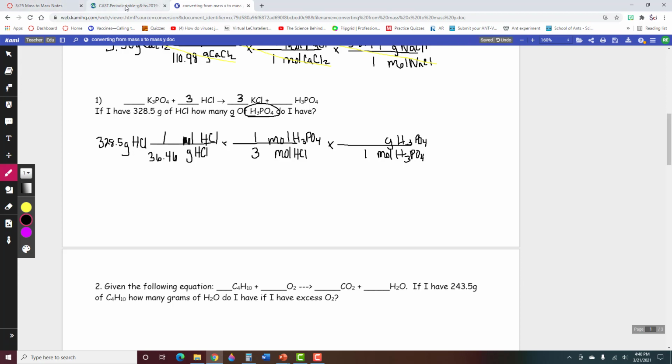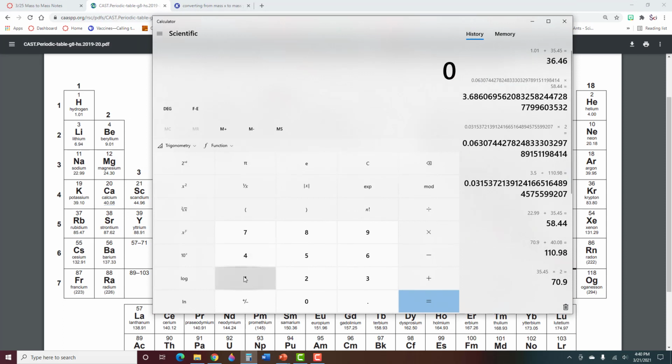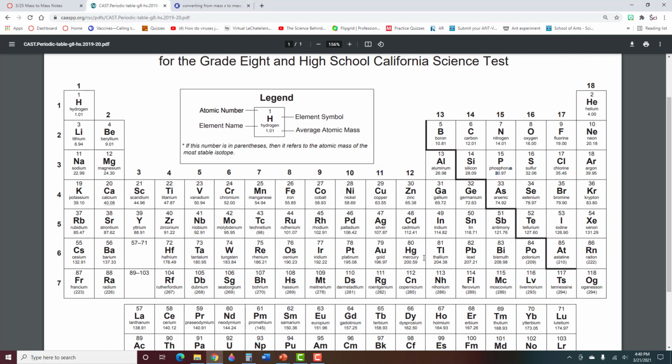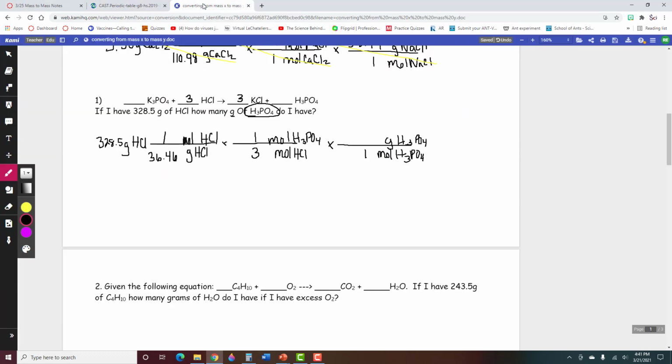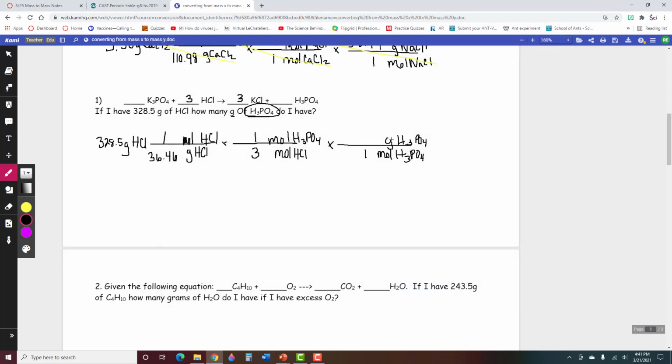This mass comes from the periodic table, so it is H3, which is 1.01 times 3, and then I'm going to add that to P. So P is 30.97, plus 30.97, and then it was O4, right? Yes, PO4. So O is 16, so add 16 times 4. So 98. So this mass is 98.